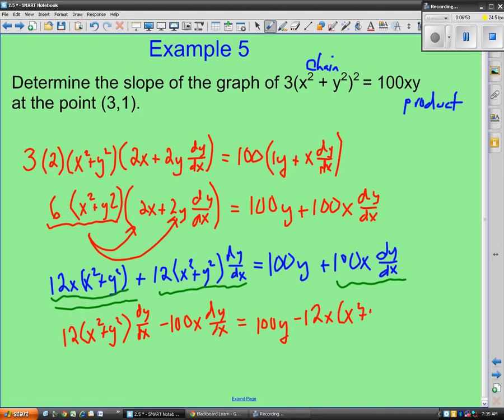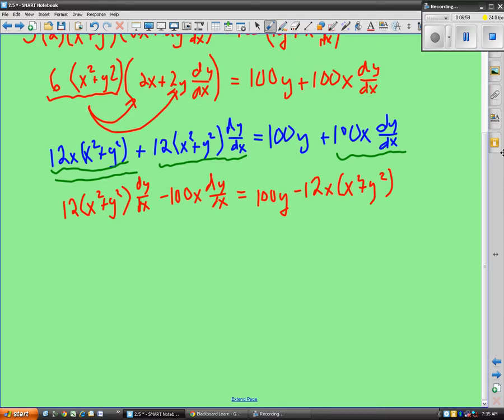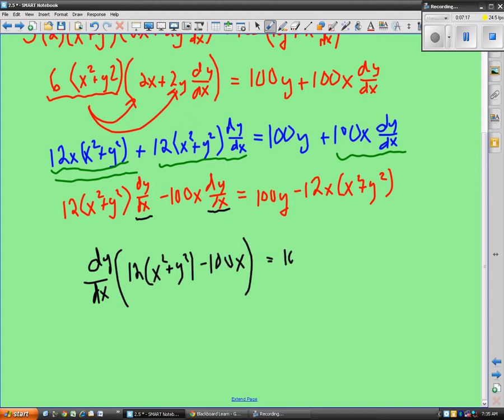So I get that, and then at this point, you'll notice that on this side over here, I have dy/dx in common, so I can factor that out. So dy/dx factors out, and I'm left with this 12 times (x squared plus y squared) minus 100x, and that's going to equal 100y minus 12x times (x squared plus y squared). So it's getting a little bit better.